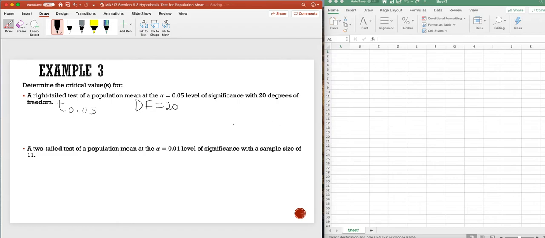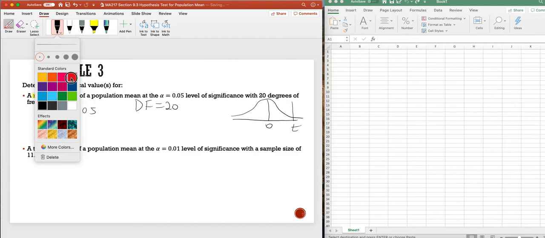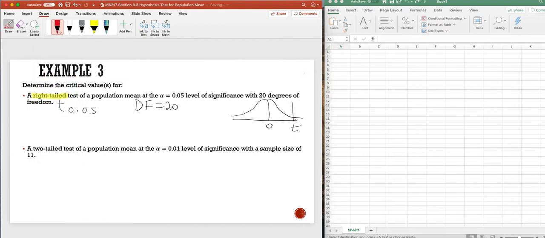Since this is a right-tailed test, as we were told over here, the picture that corresponds to this is going to look very similar to the normal curve, but not quite, with a mean of 0. For a 5% right-tailed test, that will be over here. We do not know what this value here is, but we want the area above it to be equal to 5%.